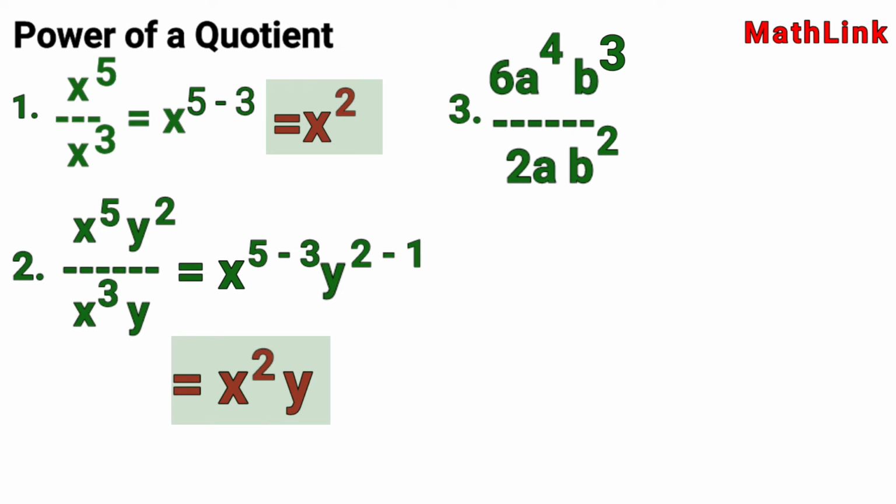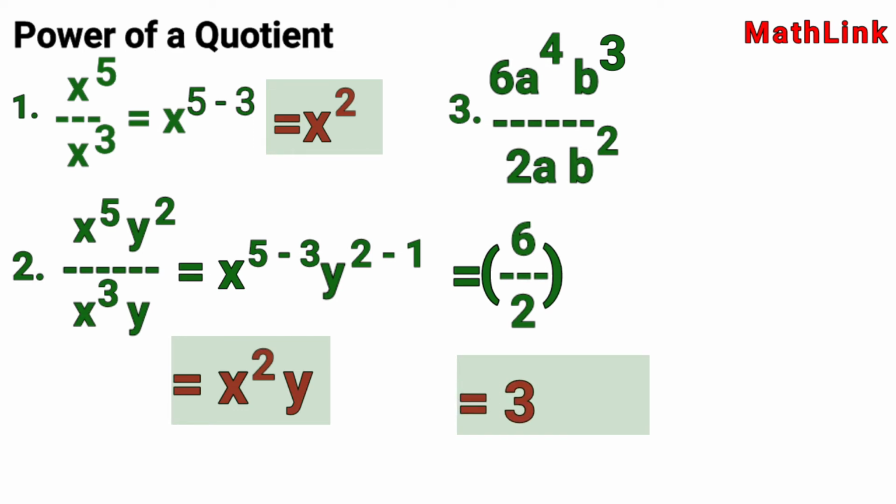Example number 3. 6a to the 4th power b cubed, divided by 2a b squared, is equal to 6 divided by 2, is equal to 3.